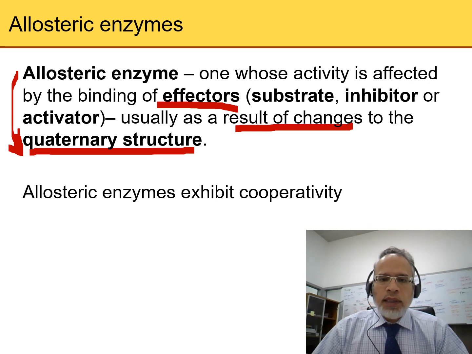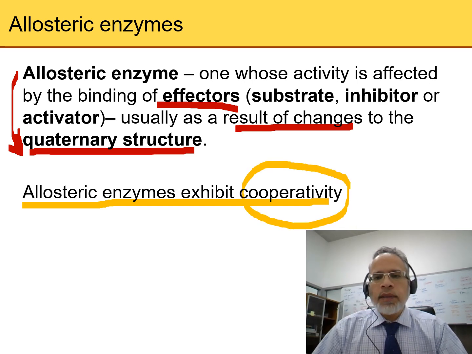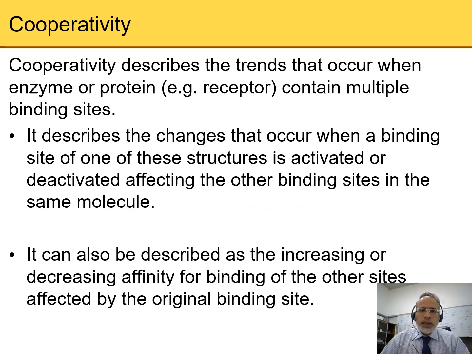And a point to note here is that all allosteric enzymes show cooperativity, and we have seen this with hemoglobin before, how binding of hemoglobin is regulated by binding of other oxygen molecules, and that's called cooperativity. So cooperativity describes the change that occurs when enzymes or proteins contain multiple subunits, multiple binding sites, and it describes the change that occurs when the binding site of one of the structures is activated or deactivated as a result of binding of other sites.